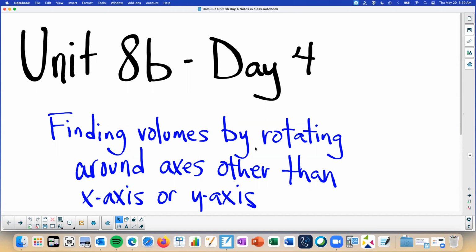So today we're gonna do the volume again, but we're just gonna rotate it around a different axis. Now, the good thing, the way I presented it yesterday, is this is going to be the exact same process. Zero difference.